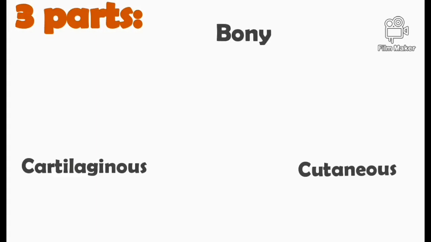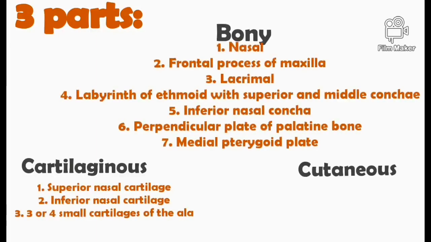Formation. Basically it has three parts, that is the bony part, cartilaginous part, and the cutaneous part. Bones are the nasal bone, frontal process of maxilla, lacrimal bone, and labyrinth of ethmoid, which has the superior and the middle concha, and then inferior nasal concha, perpendicular plate of palatine bone, medial pterygoid plate. And then the cartilaginous part contains superior nasal cartilage, inferior nasal cartilage, and 3 or 4 small cartilages of ala. The cutaneous part mainly contains fibrofatty tissue which is covered by skin.